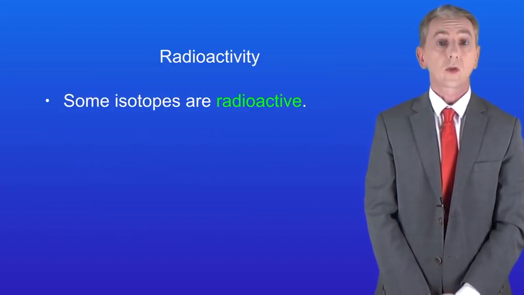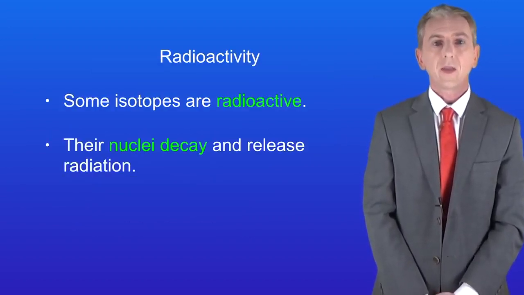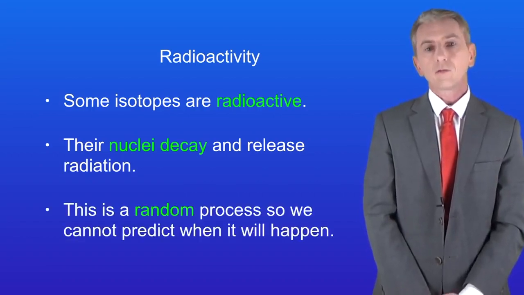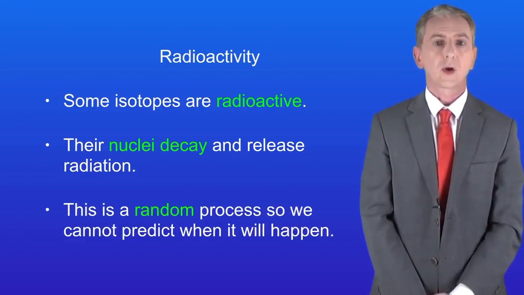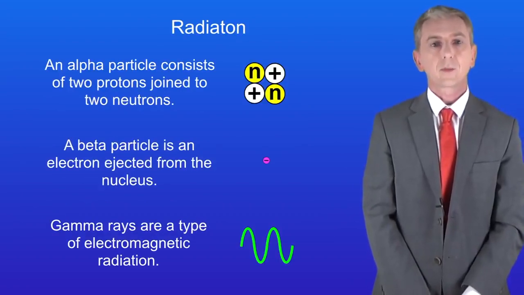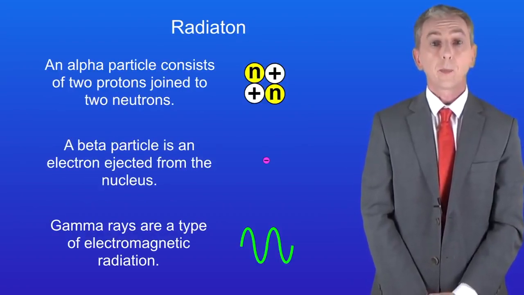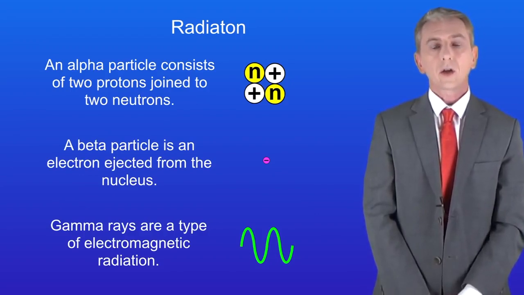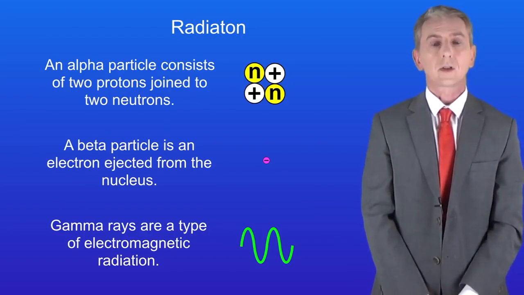In the last video, we saw that some isotopes are radioactive, and that means that their nuclei decay and they release radiation. That's a random process, so we cannot predict when it will happen. Three types of radiation are alpha particles, beta particles, and gamma radiation. In this video, we're going to look at the properties of these, so let's get started.